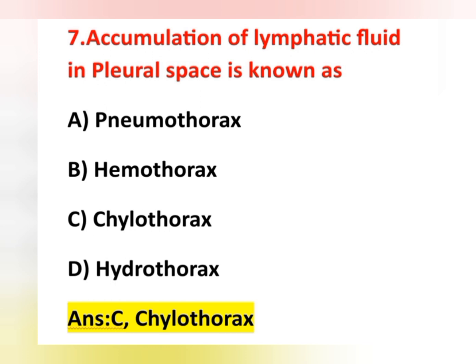Pneumothorax means accumulation of air in the pleural space. Accumulation of blood in the pleural space is known as hemothorax, and accumulation of water is known as hydrothorax. Accumulation of lymphatic fluid in the pleural space is known as chylothorax. So option C, chylothorax, is the correct answer.